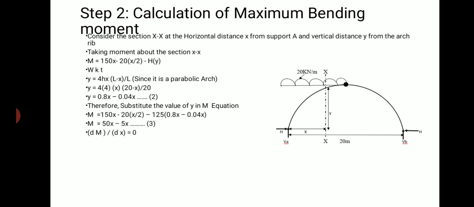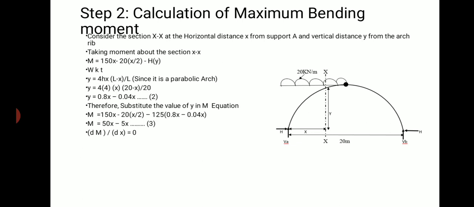I repeat it. In order to find out the maximum bending moment, always at that maximum bending moment section, shear force should be equal to 0. So I have the expression of the moment at xx. If I want the shear force, the moment expression should be differentiated with reference to x, so that the differentiated equation will be the equation of the shear force, and which should be equated to 0 in order to find what is the x distance.